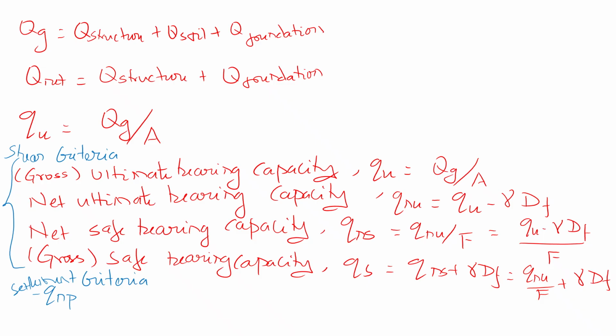Then what is this allowable bearing pressure? The one which you will be using for design. QA net is nothing but least of QNS and QNP. That is the least value of shear criteria and settlement criteria.